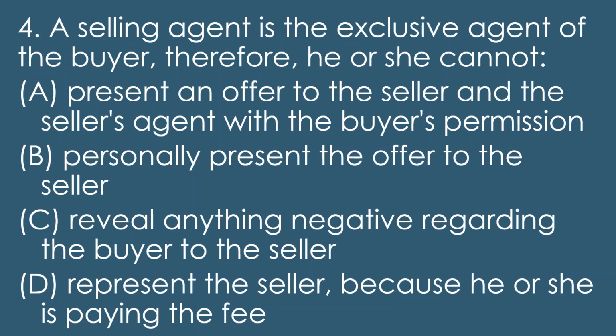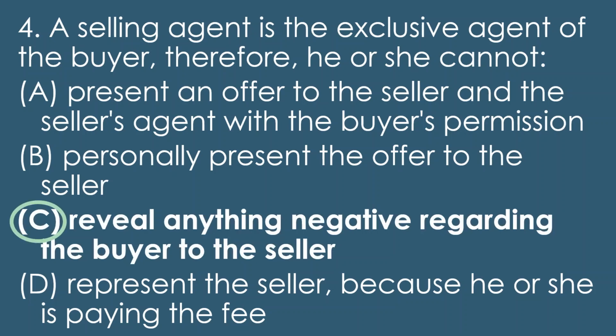So even though you're the exclusive agent of the buyer at this point in time, you could become a dual agent and represent the seller. But you would need permission from both parties, the buyer and the seller, and then you would become a dual agent. So the best answer is C, reveal anything negative regarding the buyer to the seller.